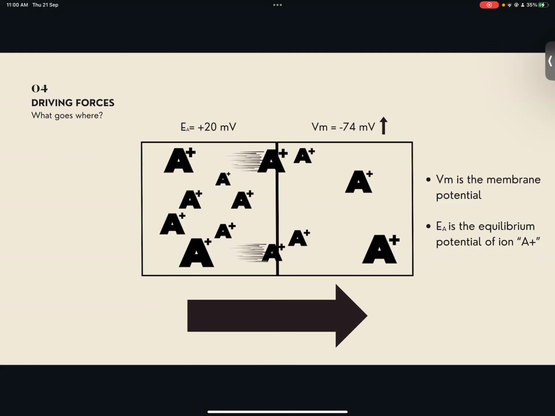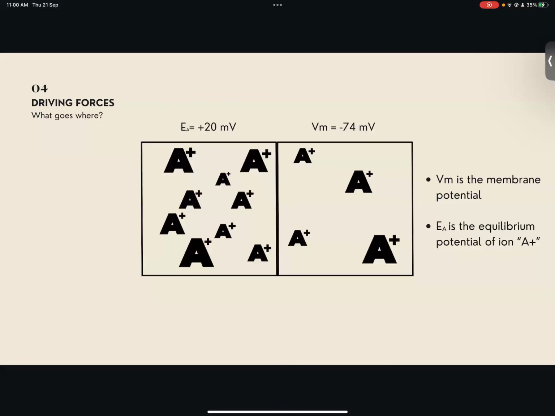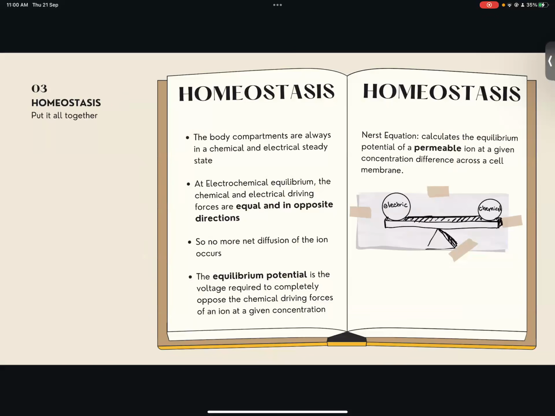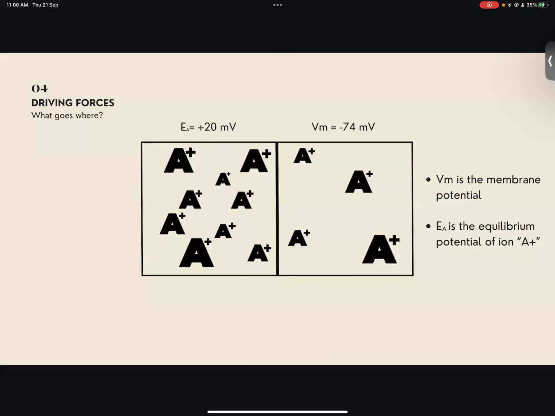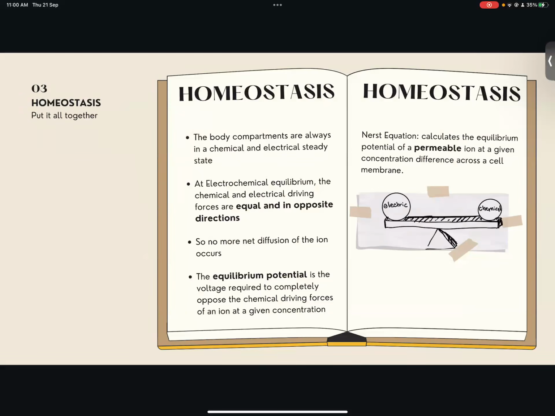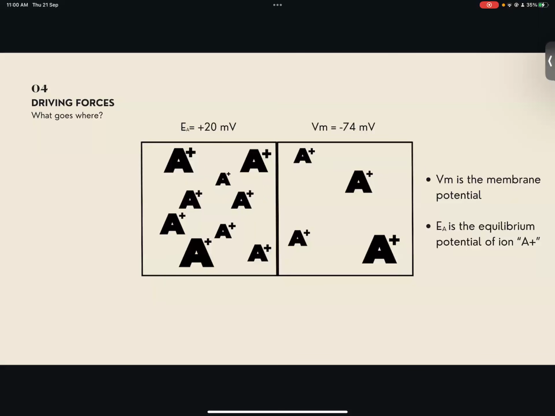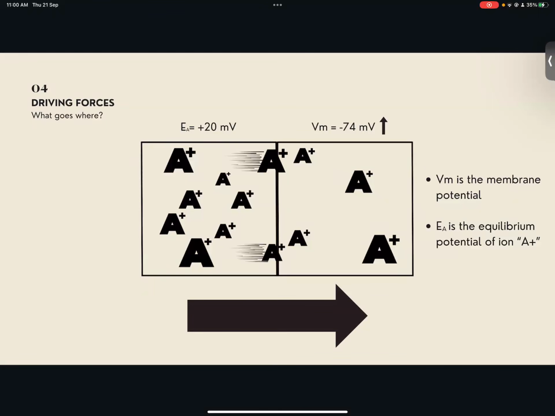Now, the equilibrium potential I want to mention is a potential voltage. It's the voltage that's required to fully oppose the chemical gradient. That doesn't mean that it will change, because it's a potential. It's an equilibrium potential at any given concentration of these A's. But when we see the movement of these A's, that's when we see an increase in our membrane potential, because we're gaining positive charges, obviously.